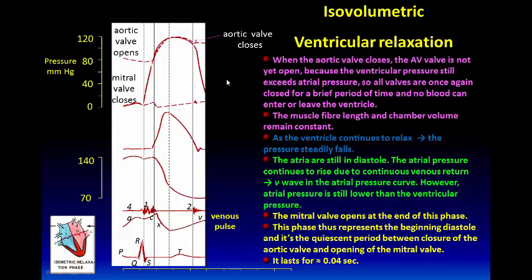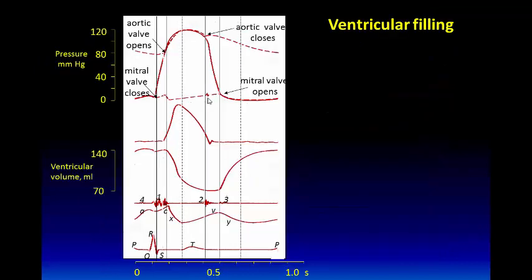Again, the importance of this phase lies in the fact that left ventricular pressure steadily falls, and when the left atrial pressure exceeds the left ventricular pressure at the end of this phase, the mitral valve opens and left ventricular filling begins again, with the rapid filling phase followed by the slow filling phase. Then we have atrial systole, and the phases of the cardiac cycle are repeated again.